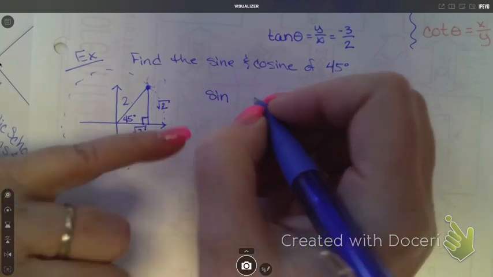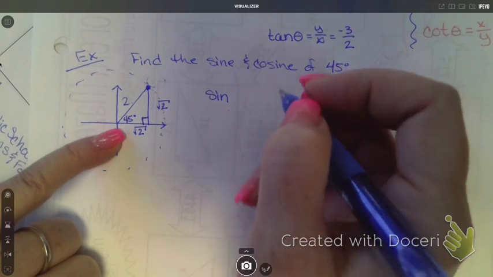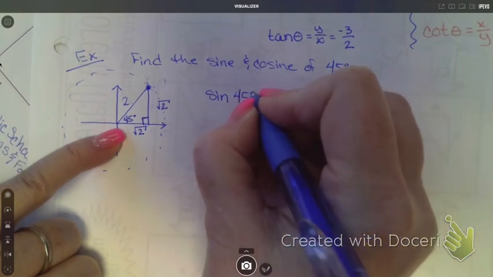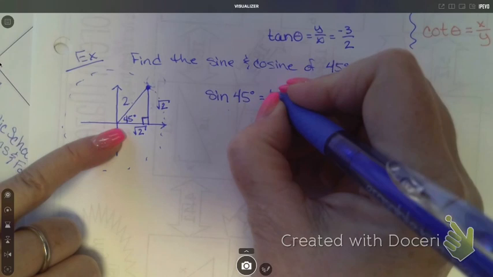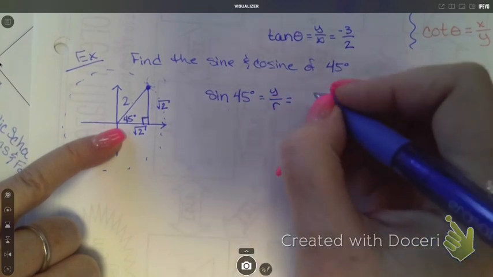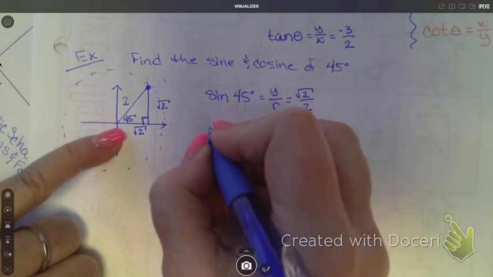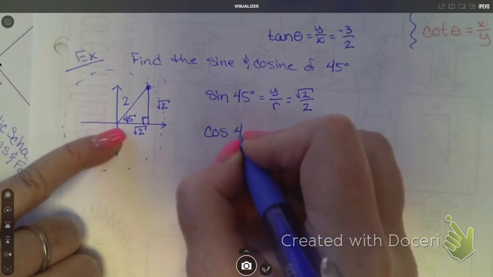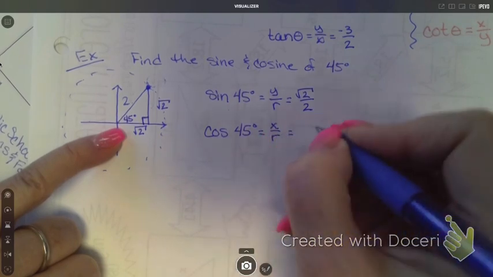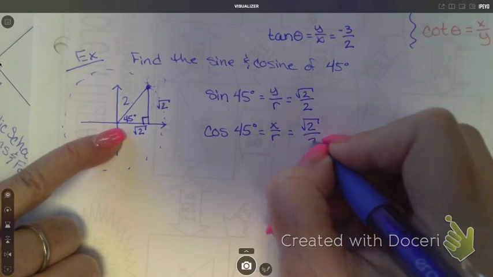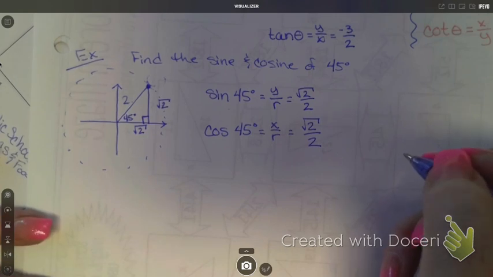Okay. So we need the sine and cosine. So sine, and now we're not going to put theta because do we know what theta is? Yes. What is theta? 45 equals what over what? Ratio, give me the rule. Y over R. So it is square root of 2 over 2. The cosine of 45 degrees, x over r, which is square root of 2 over 2.